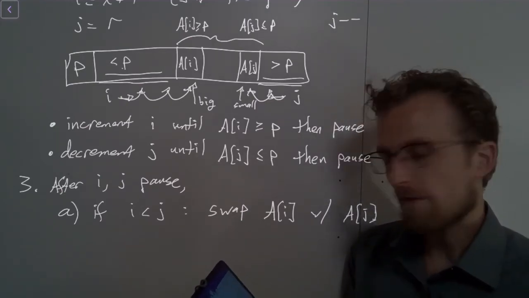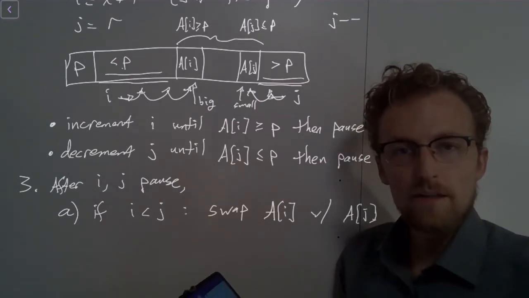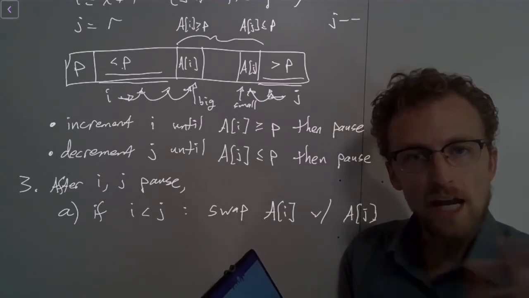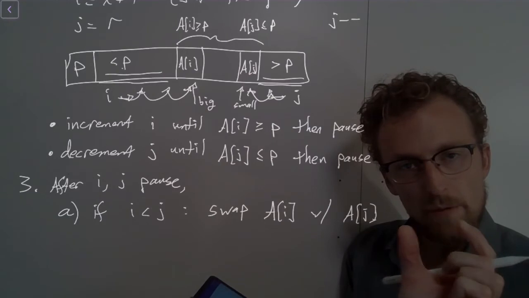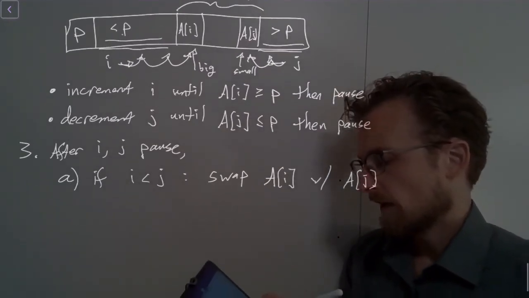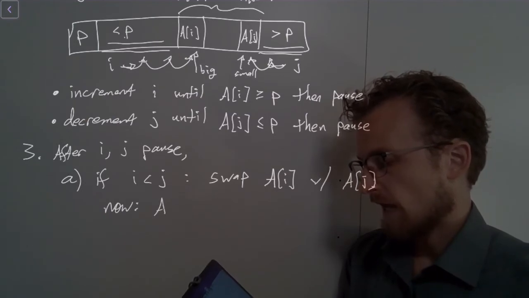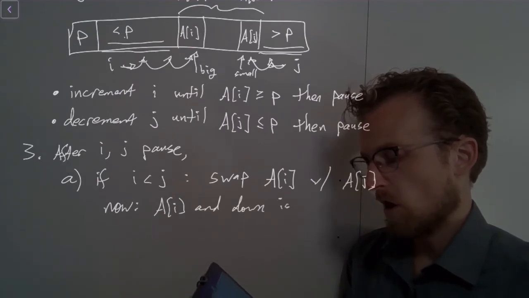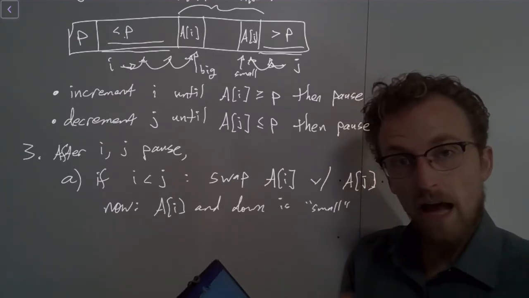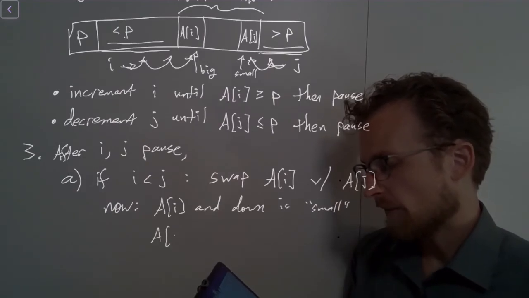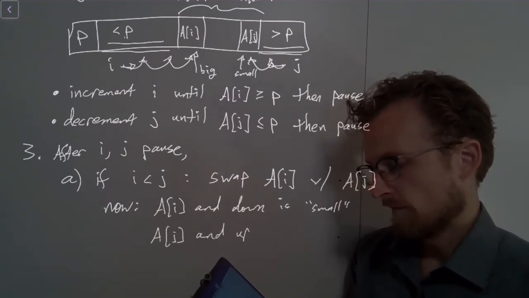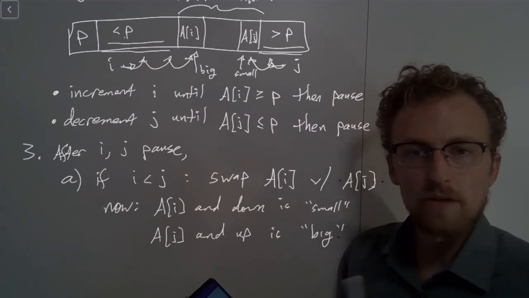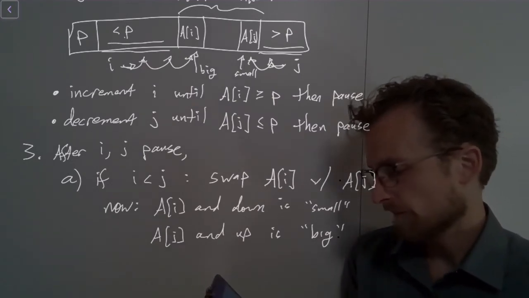And what does that guarantee? That guarantees now that everything from i down is where it needs to be. Everything from i down is small, and everything from j up is large, and we haven't dealt with anything in between i and j. So now a[i] and down is small, this is after the swap, and a[j] and up is large, in the sense that small means less than the pivot and big means greater than the pivot.